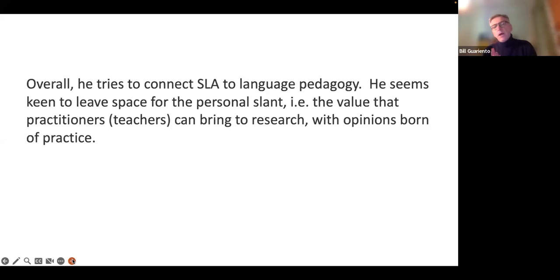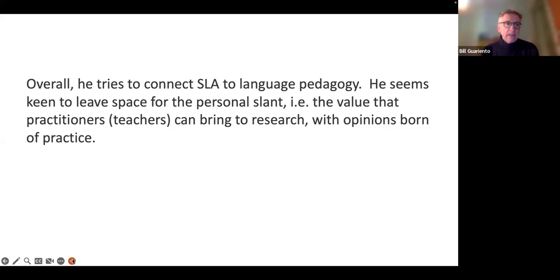And like Nazmi, I've relied on Rod's work throughout my own career. I'm sure that's true of my colleagues as well. Overall, I think that Rod tries to connect second language acquisition quite closely to what happens in the classroom.